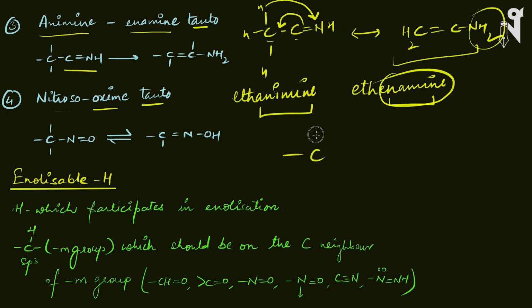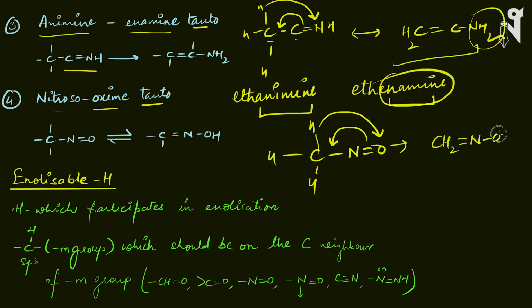So what is a nitroso group? Nitroso group is N double bond O. Again, exactly the same thing is going to happen. Hydrogen is going to shift onto the oxygen and the pi bond is going to shift over here. So the pi bond will come between carbon and nitrogen, and hydrogen will shift onto the oxygen. So this will give you CH2 double bond NOH, and this is your oxime group. We already know this, and this is your nitroso.